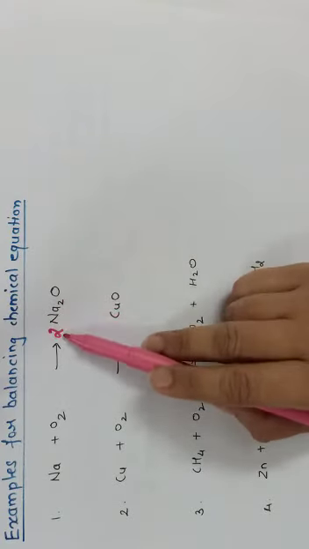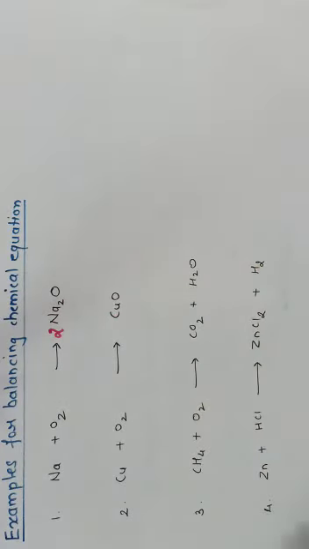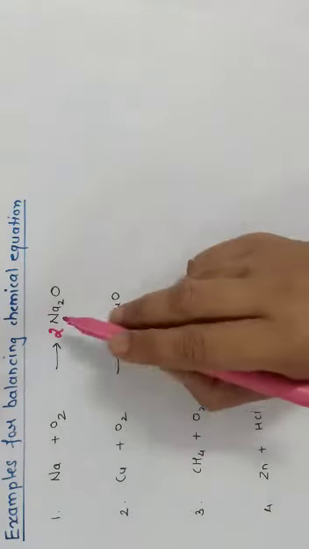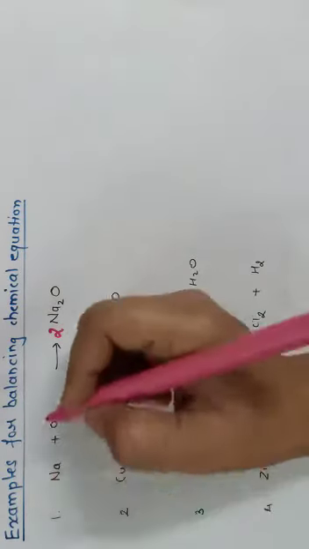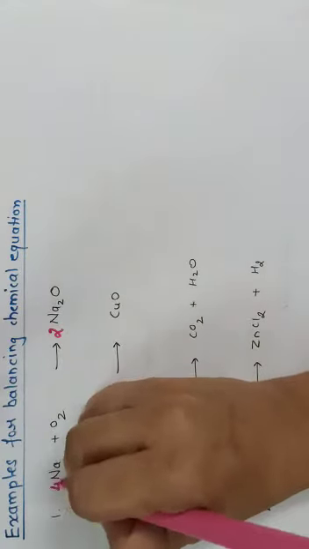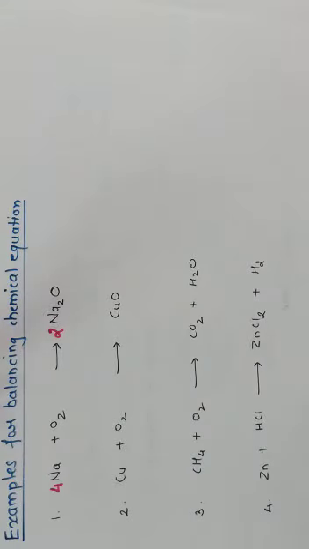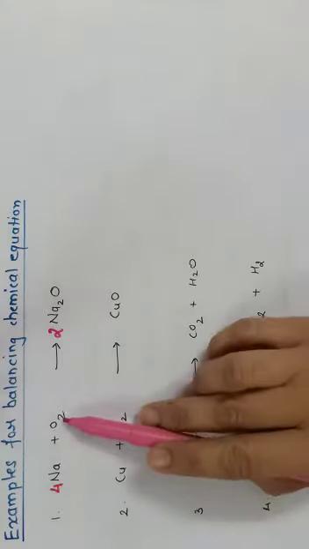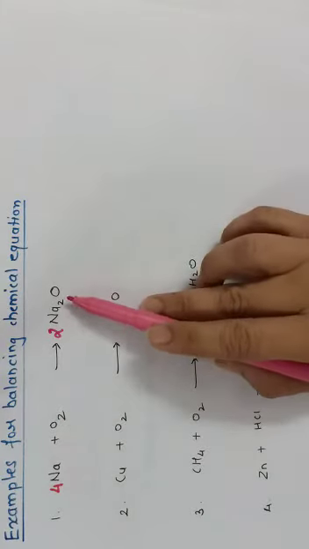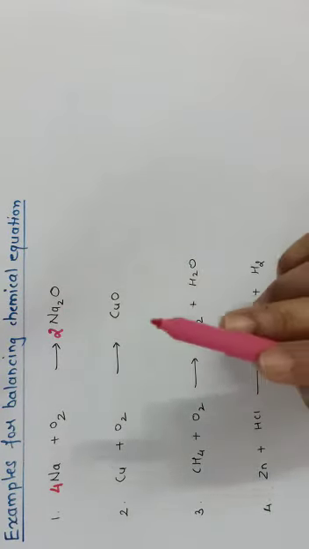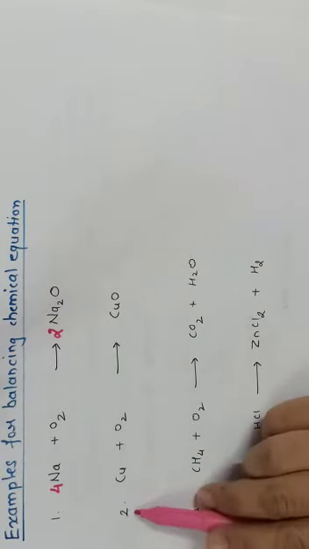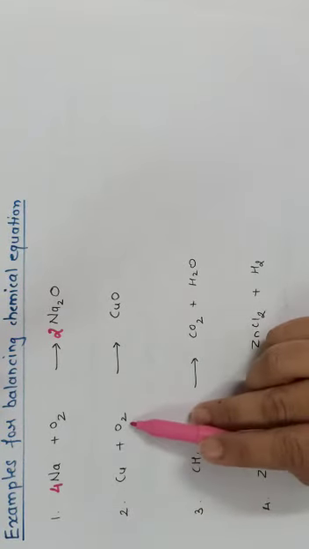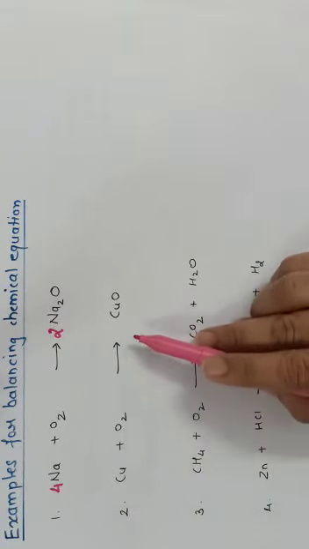2 2s are 4, and therefore there will be 4 atoms of sodium on the product side. To make it equal on the reactant side, I will write number 4 here. Remember, these numbers are always added in front. You are not supposed to change the numbers which are written as a subscript, at the bottom part. The second example: copper reacts with oxygen to give copper oxide.